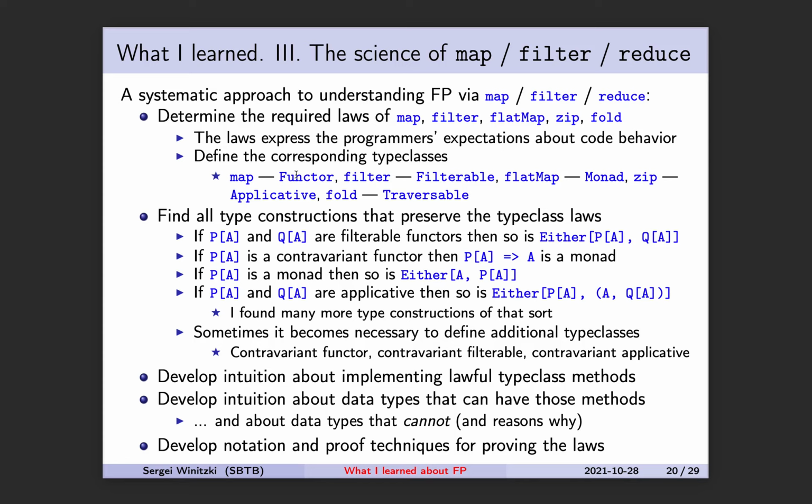So this is my systematic approach, which I went through entirely in this way to develop intuition about how I can implement lawful methods of type classes. What data types can have those methods and what data types cannot have those methods? How can you spot problems, so to speak, that something cannot have a filter operation? What is missing? What needs to be added to have a filter operation on the data type?